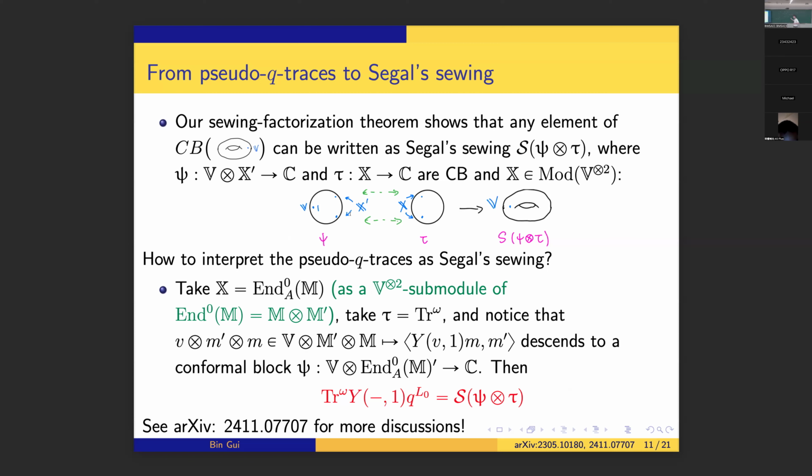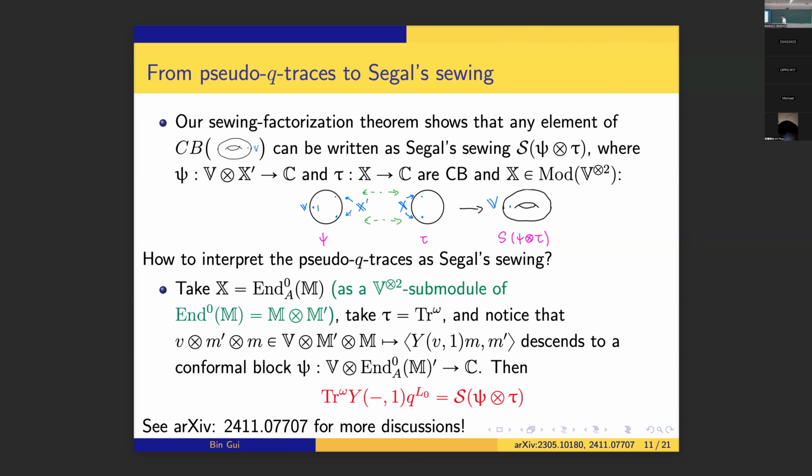Okay, so this is one direction. It shows you how to go from the pseudo Q trace to the Segal sewing. Okay, so I think this is one half of my talk. And as you can guess, the second half of my talk is to go the other direction. I have to explain, at least in genus one, how to realize this Segal sewing, this sewing factorization theorem, going from that side to the pseudo Q trace side. Okay.